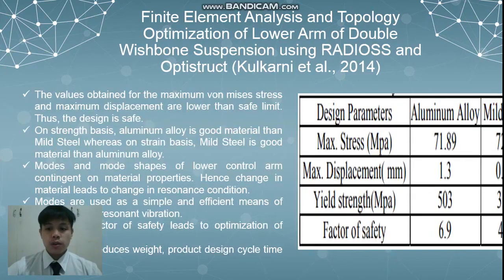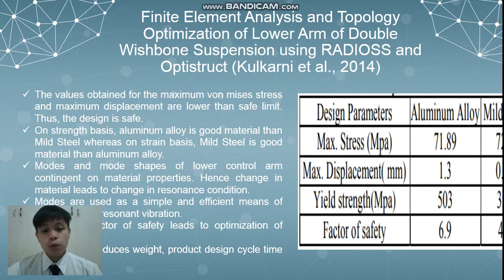This photo shown is the result of this study after performing static analysis, modal analysis, and topology optimization. There are two materials used in this study, specifically aluminum alloy for the existing design and mild steel for the optimized design. The values that were obtained for von Mises stress and maximum displacement are less than the safe limit, which means that the design is safe. Based on the results, it is seen that the aluminum alloy is better when it comes to strain basis, while mild steel is better for strain basis.